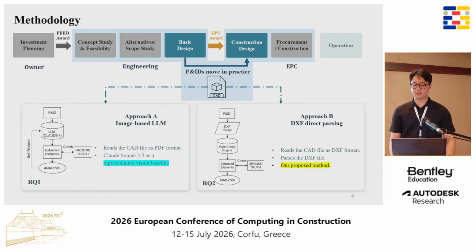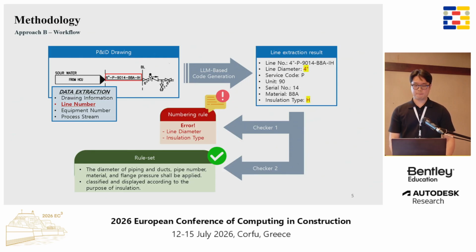Approach B is our method. It parses the DXF file format from CAD files directly. And let me explain the details in the next slides. Approach B is a separation of concerns. The workflow has 3 parts. First, we extract the engineering objects directly from the DXF file. Then the LLM does 2 things. It formalizes each natural language rule into a FOL expression, and it generates the Python verification code from the logic. From there, the checking itself runs deterministically. The same drawing always gets the same result.